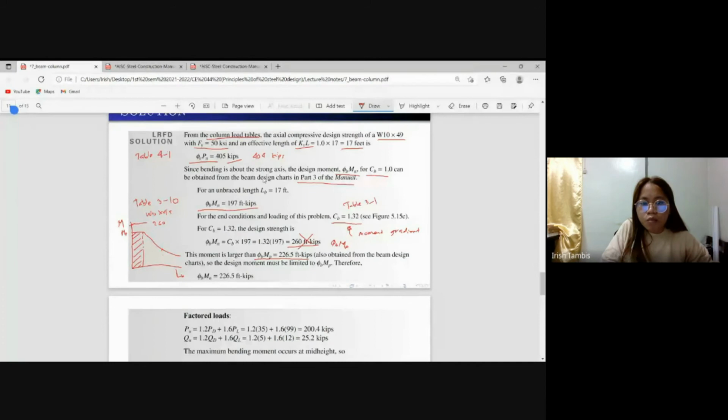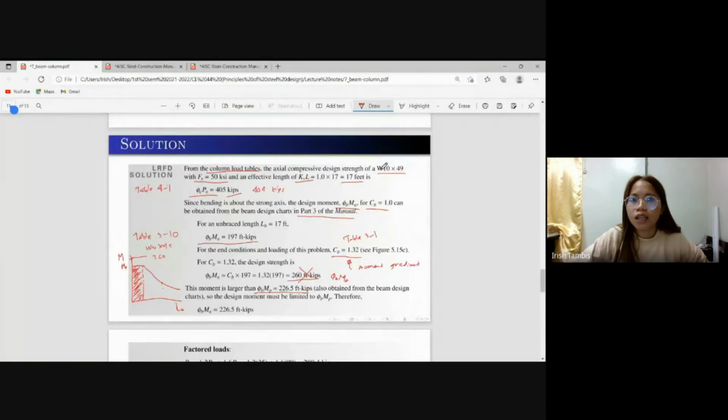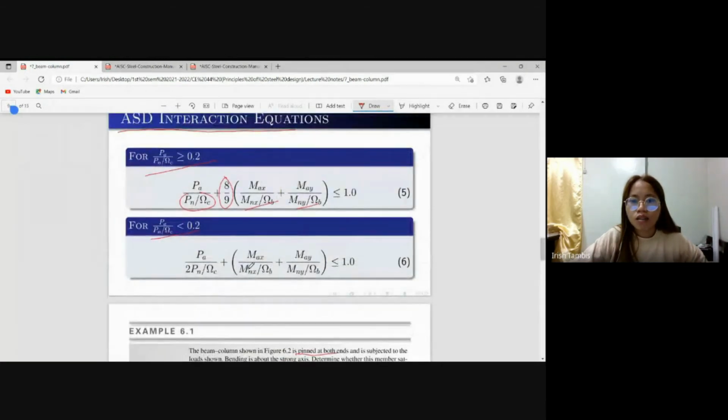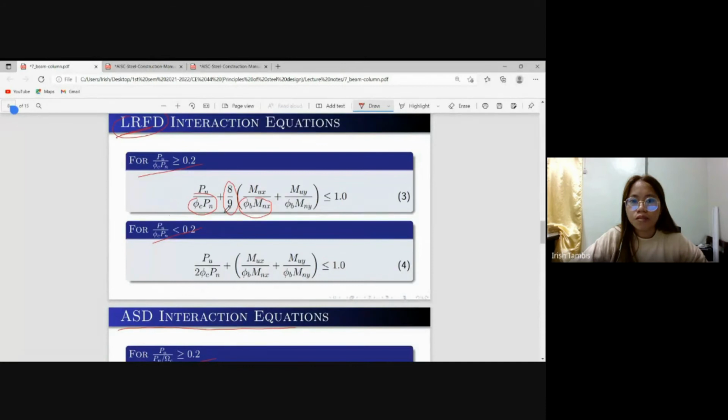Plastic moment is the limit state, no? Diri ra taman. So this φ_b, the resistance factor times the plastic moment, will prevail, no? This will be your φ_b times the M_n, which is from the interaction formula, no? Nga φ_b times the M_n.